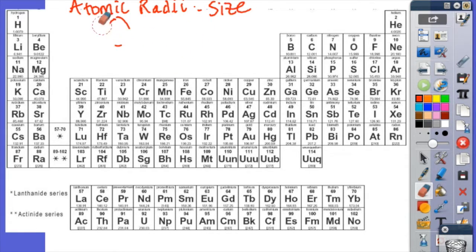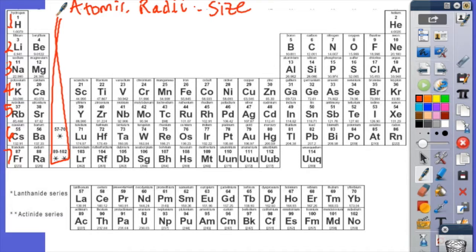So when we're talking about size, there's a trend on the periodic table. As we go down the periodic table, you're increasing energy levels. So hydrogen is 1s1, lithium 2s1, and so as we go down, we're getting larger and larger atoms. So our trend is that as we go down, atomic size increases. As we go across, atomic size decreases.